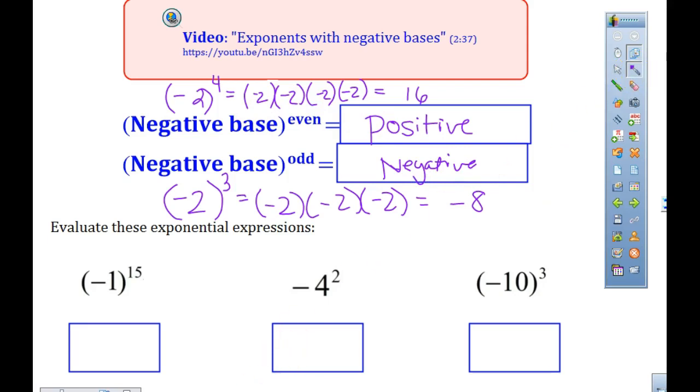Now, there are some places where this negative 2 to the 4th looks a little different. And it looks something like this. I need you to quit talking.